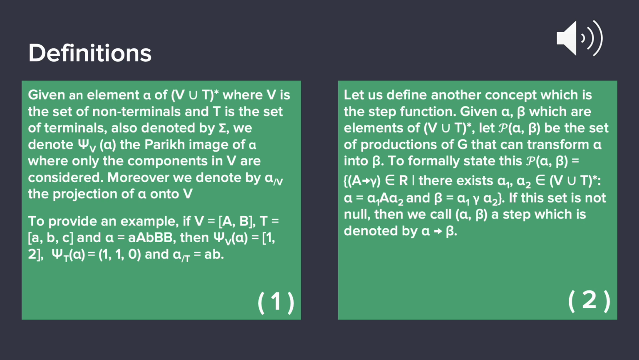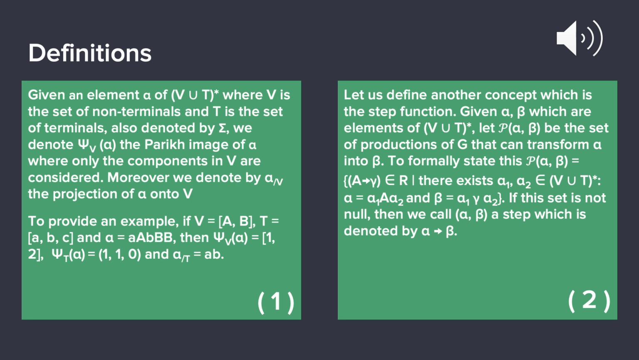So now let's move on to another definition. Let us define another concept, which is the step function. Given alpha and beta, which are elements of (V union T)*, so this means they're words constructed from both non-terminals and terminals, we're going to let P of alpha, beta be the set of productions of G that can transform alpha into beta.